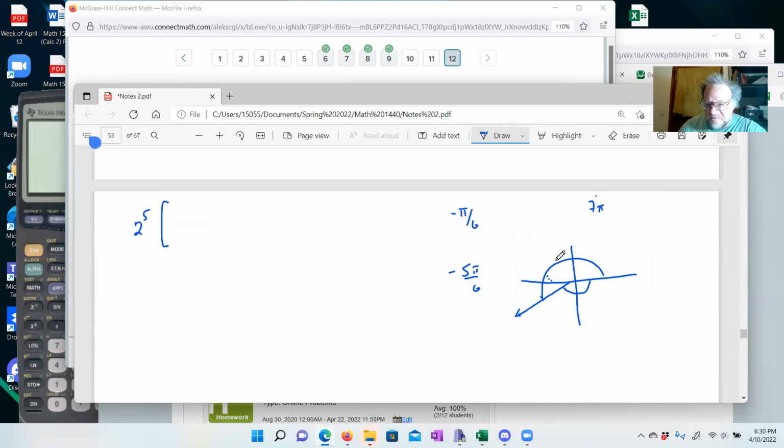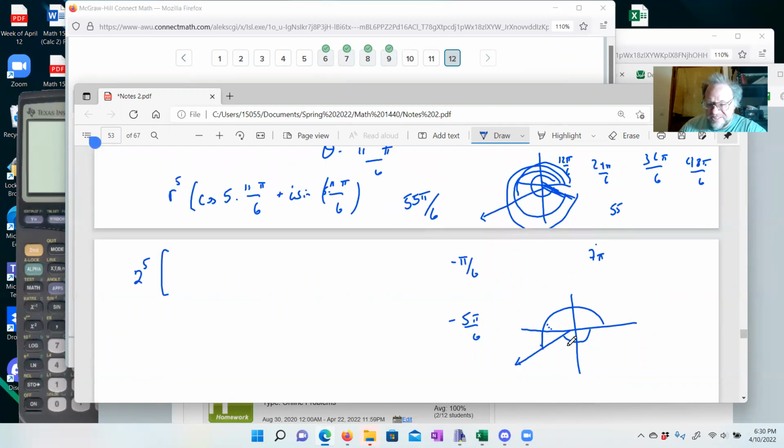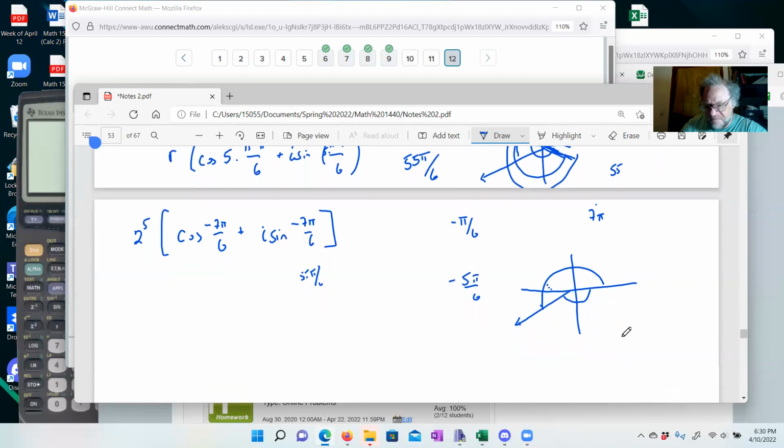Okay, so here it is. It's still 7 pi over 6. It's third quadrant. Okay, what is the cosine of 7 pi over 6? We'll say negative 7 pi over 6 instead of 55 pi over 6, but it wouldn't matter. Plus i sine negative 7 pi over 6. If you wanted to replace this by 55 pi over 6, we're still talking about the same angle. Okay, so there we go.